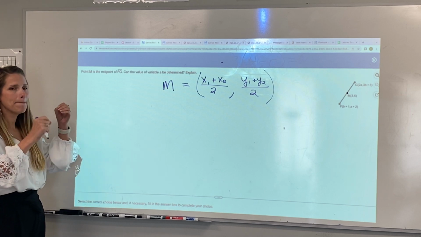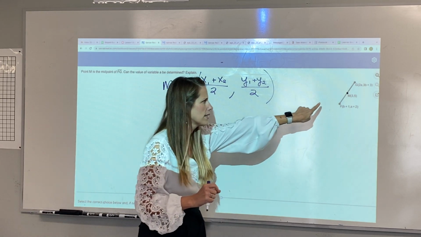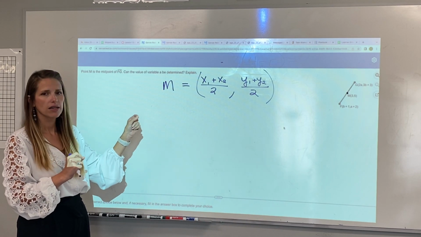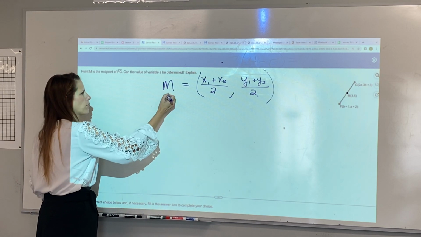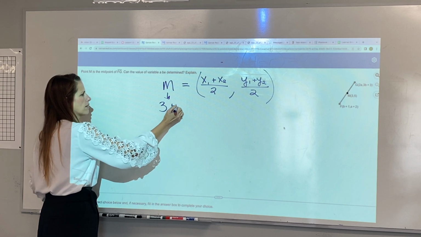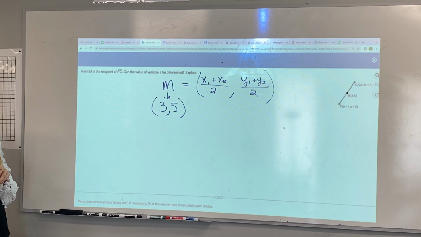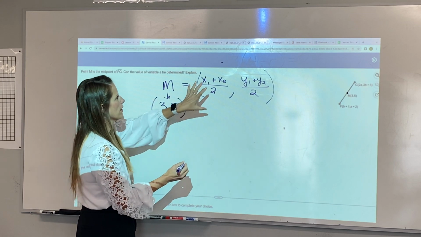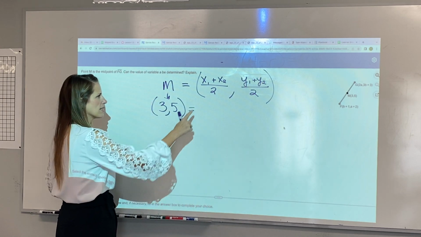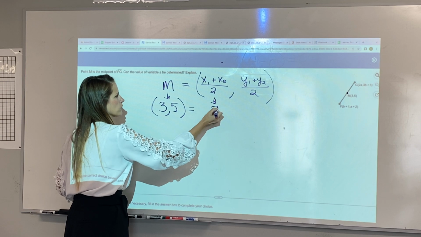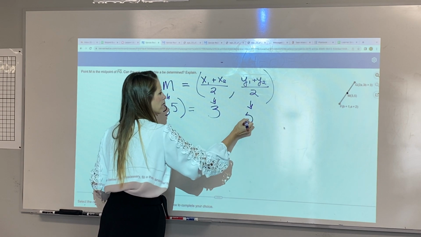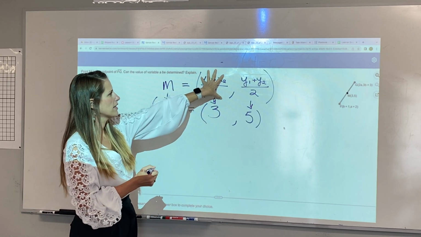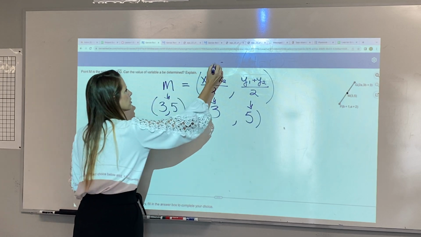Good. Now, the midpoint is also a point on this line, meaning it has coordinates. It has the coordinates 3, 5, x, y, okay? So the midpoint is 3, 5. Do you guys agree? Yes. Now, if the midpoint equals this value, comma, this value, doesn't that mean that this equals 3 and this equals 5? Because if the midpoint has the coordinates 3, 5, midpoint equals 3, 5.